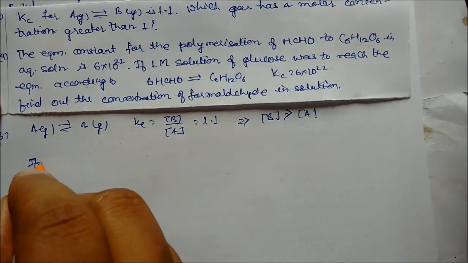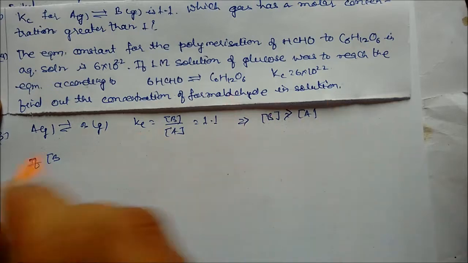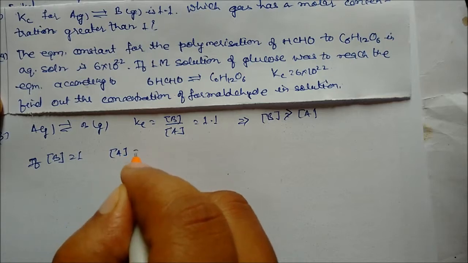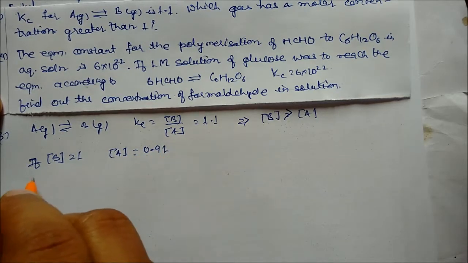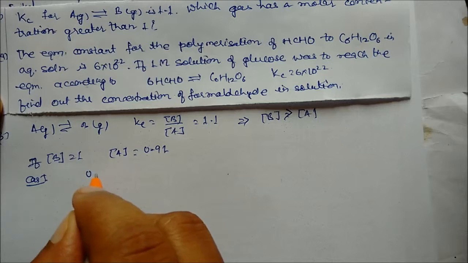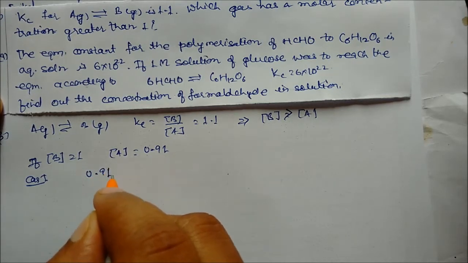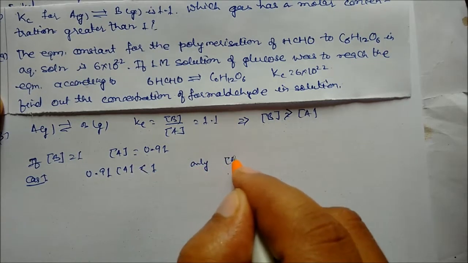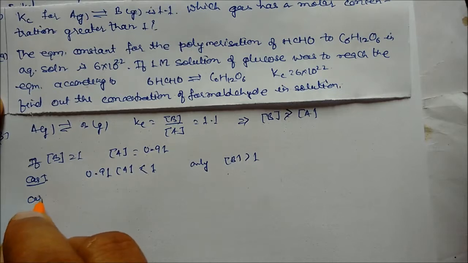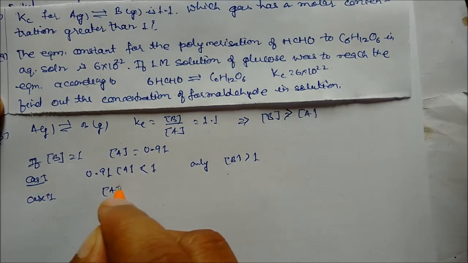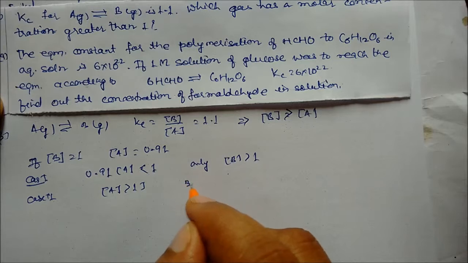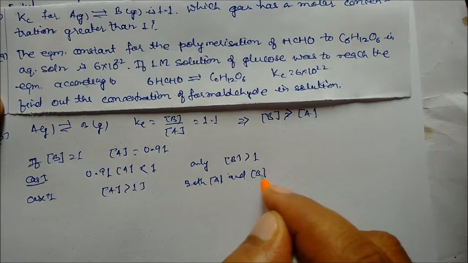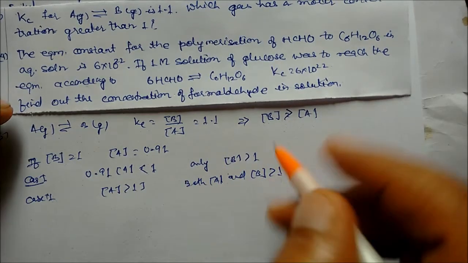Now let's see which is greater. Here we can see if B is equal to 1, then A will be how much? On solving we will get 0.91. Case 1: 0.91 is less than 1, so only B is greater than 1. If you take case 2, what will it be? If A is greater than 1, then in this case both A and B will be greater than 1. So the answer is this one.